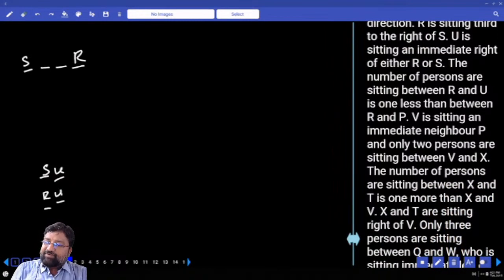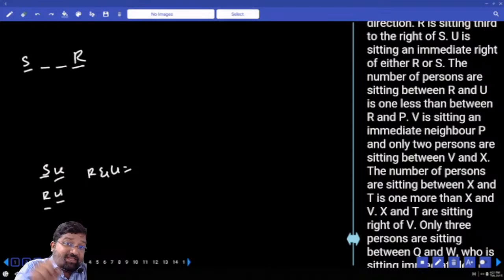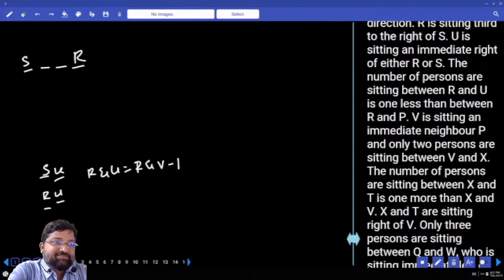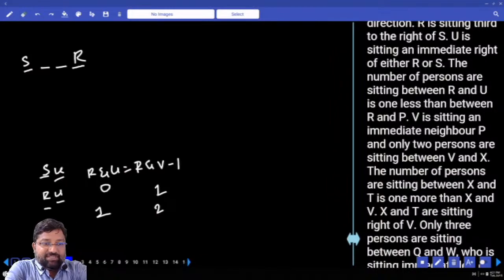The number of persons between R and U is 1 less than between R and V. So the number of persons between R and U is equal to the number between R and V minus 1. Avuna kada? If there is 0 person here, this will be 1 person. If there is 1 person here, you will have 2 persons between R and V. Avuna kada? You should understand this even before I write those numbers, because you have been practicing these questions for many days.